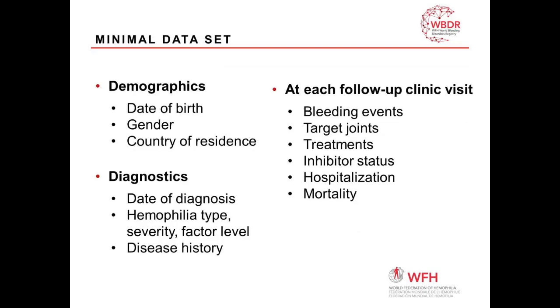So what is in our minimal data set? You can see here, there will be some demographics data, such as date of birth, gender, and country of residence. We'll also have some data on diagnosis, such as the date of the diagnosis, hemophilia type, severity, and factor level, as well as some information on disease history. This data, the demographics and diagnostics data, will only be entered once, the first time the patient is entered in the registry. Then, at each clinic visit, some basic data related to hemophilia will be collected. Bleeding events, target joints, treatments, inhibitor status, and hospitalization. Mortality will only be collected if necessary. The extended data set will essentially look at the same outcomes, but go into more details.